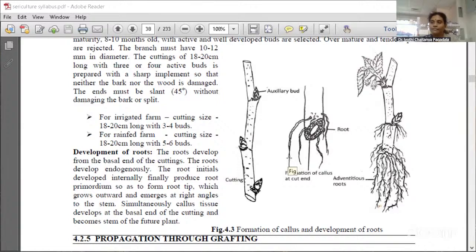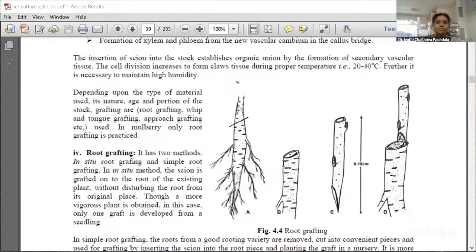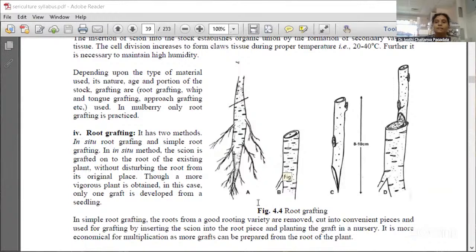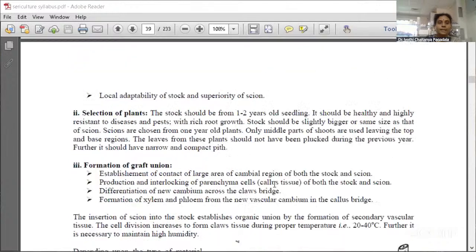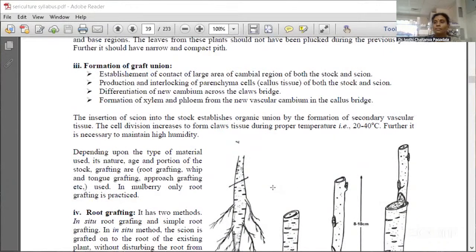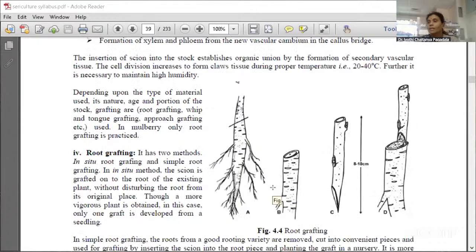Propagation through grafting. How can we propagate this plant through grafting? See these pictures A, B, C, D. The first one is, what is propagation through grafting?